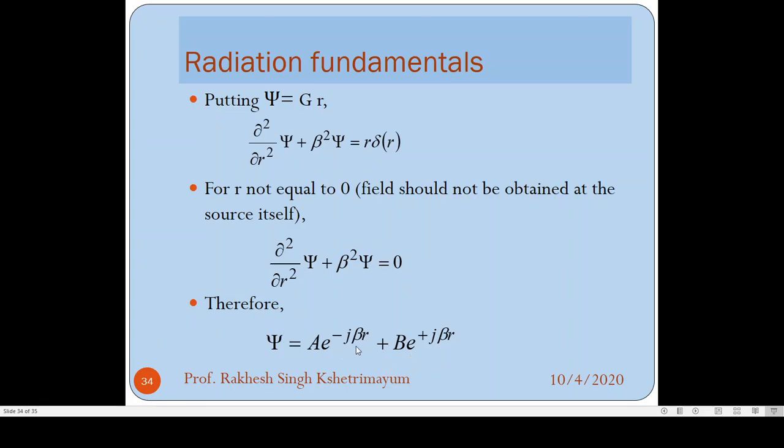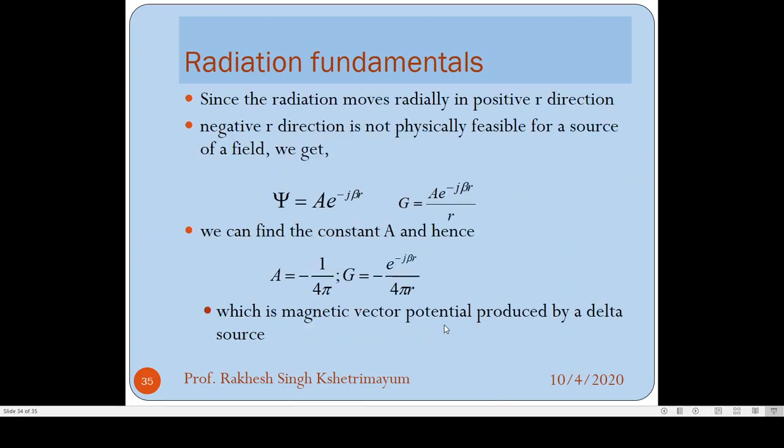But look at this, exponential minus j beta r is a wave which is propagating radially outward from the source. But when you have exponential plus j beta r, this is a wave which is incoming towards the source, propagating along the negative r direction. But now source is at the origin and is radiating fields equally in all directions. In that case, we cannot have an incoming field towards the source. So the second term is 0.